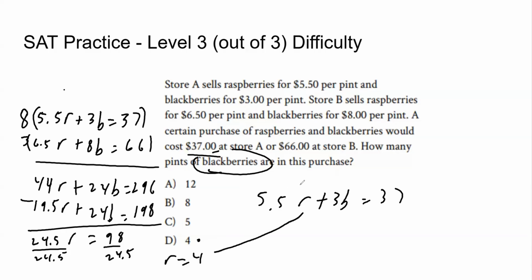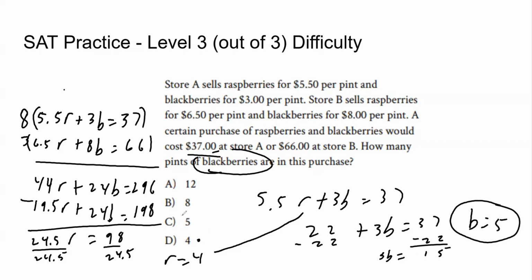When I do that, I get 5.5 times 4 equals 22. So I get 22 plus 3B equals 37. Now I'm going to subtract 22 from both sides, and I get 15. 3B equals 15, so B is equal to 5. So it's C.